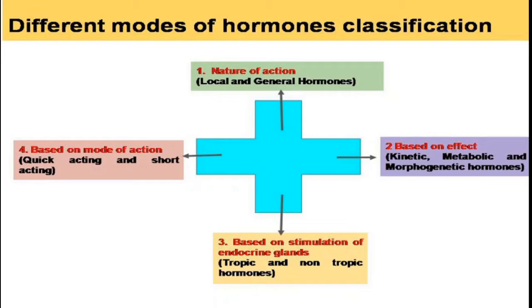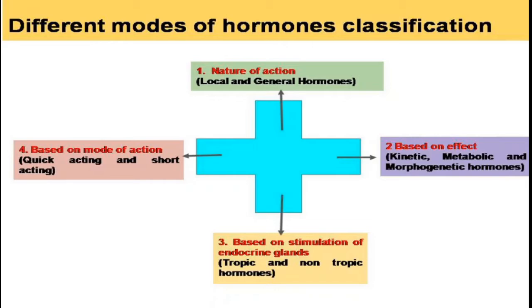Second is metabolic hormones, which mainly change the rate of metabolism and balance the reaction. Examples are insulin and glucagon, etc. Third category is morphogenetic hormones, which are involved in growth and differentiation. For example, follicle stimulating hormone and thyroid hormones.